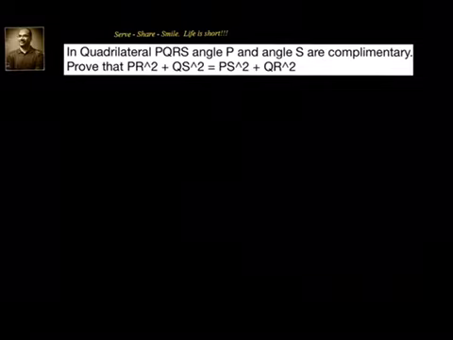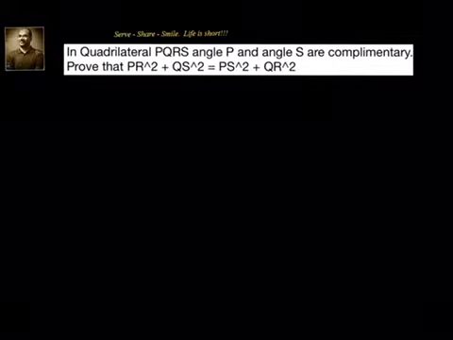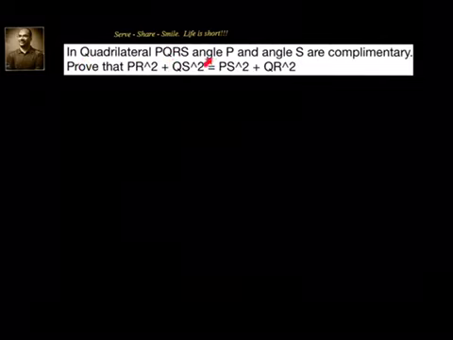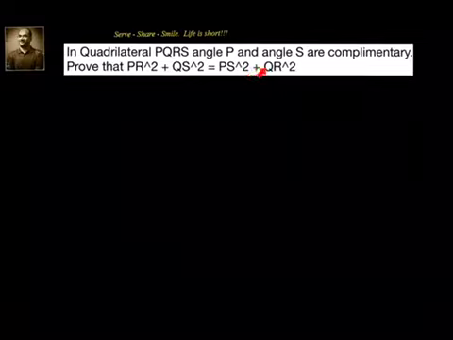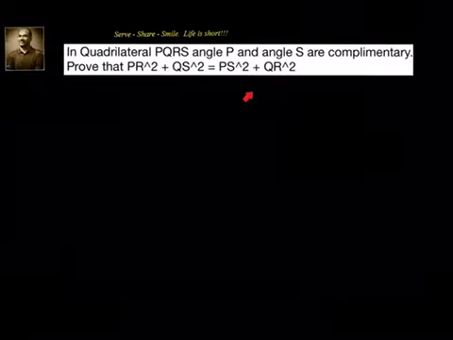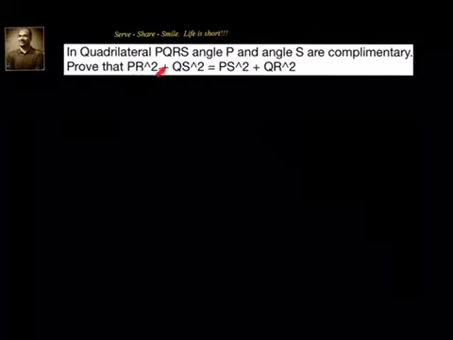Let us look at this problem related to similar triangles. We have been given that in quadrilateral PQRS, angle P and angle S are complementary. Prove that PR square plus QS square equal to PS square plus QR square. We have been given there is a quadrilateral PQRS in which two angles add up to 90 degrees. We have to prove that LHS is equal to RHS.